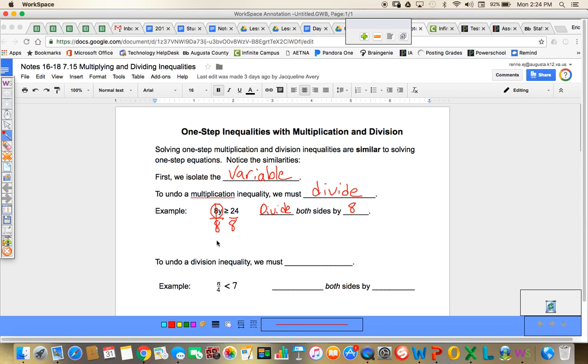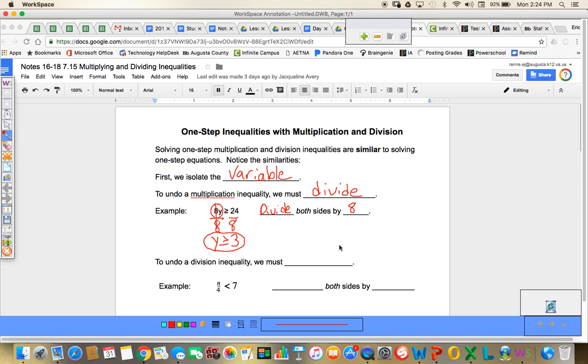8 divided by 8 is a 1 in disguise. So y is, now notice I'm not going to put an equal sign, I'm going to put a greater than or equal sign. So y is greater than or equal to 24 divided by 8 is 3. So the answer is y is greater than or equal to 3.